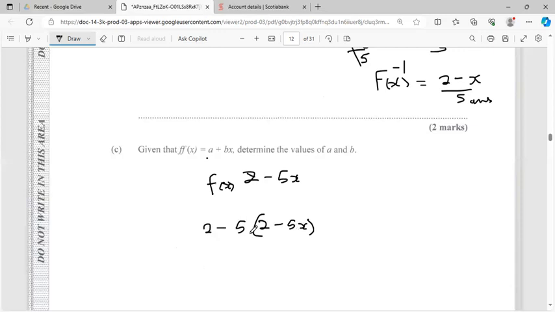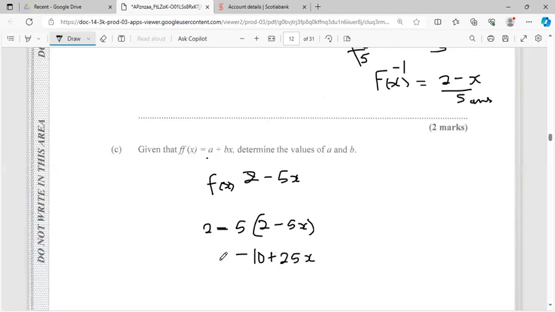So we can expand the bracket now. This is negative 5, bear that in mind. Negative 5 times that, that's negative 10. Negative times negative, that's positive, and 5 times 5, 25x.